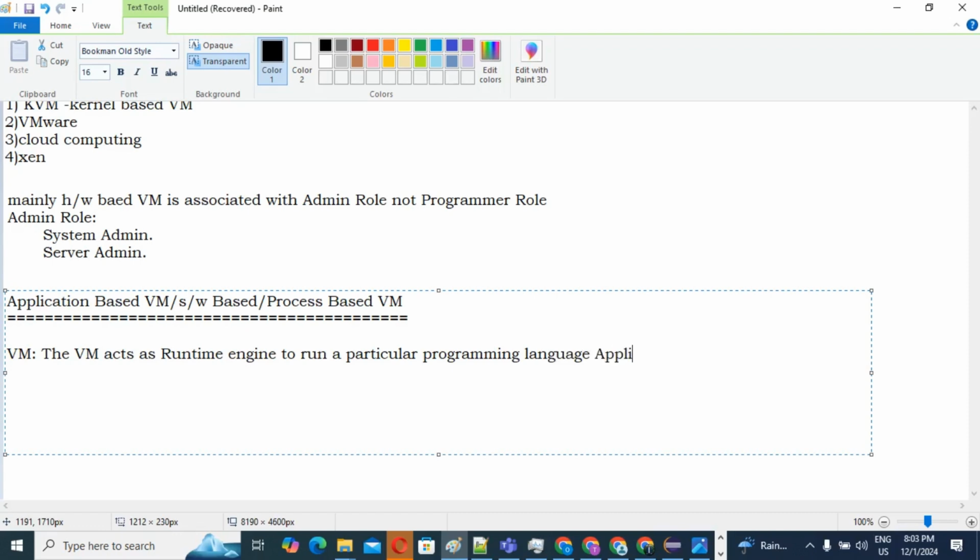application. Okay, guys. One thing you should definitely keep in your mind: the virtual machine acts as a runtime engine to run a particular programming language, just like Java, .NET, Parrot. I will explain everything one by one. The virtual machine acts as a runtime engine to run a particular programming language application.